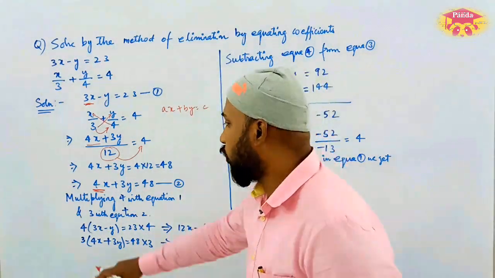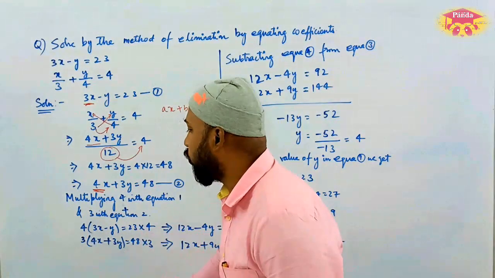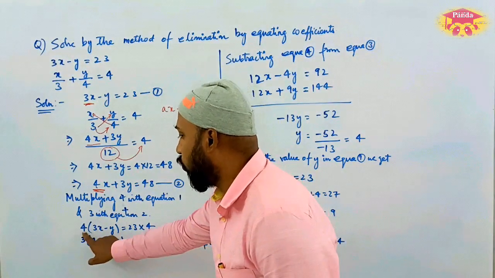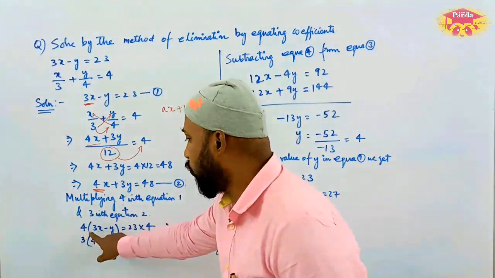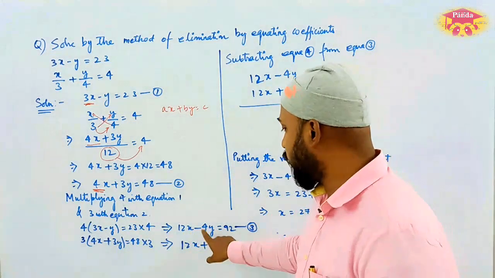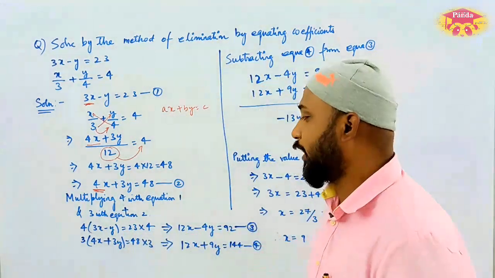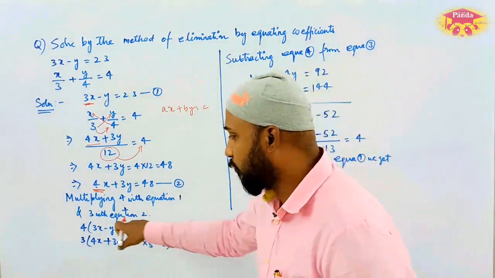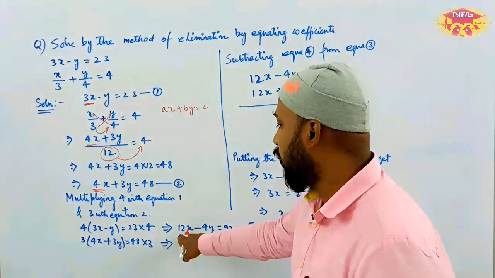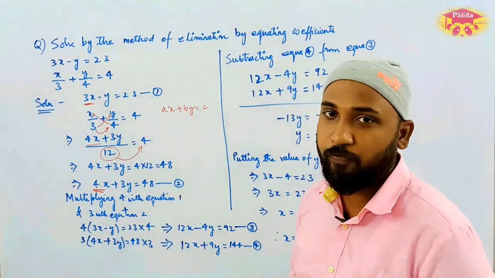Okay, so what do I get when I multiply 4 with equation 1? 4 into 3x minus y. 4 into 3x becomes 12x. 4 into minus y becomes minus 4y, and equals 23 into 4, how much does it become? 92. So this becomes our equation 3. After multiplication of 4 to equation 1, we get 12x minus 4y equal to 92, which is equation 3.